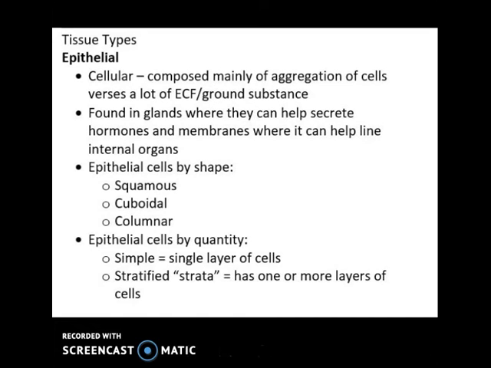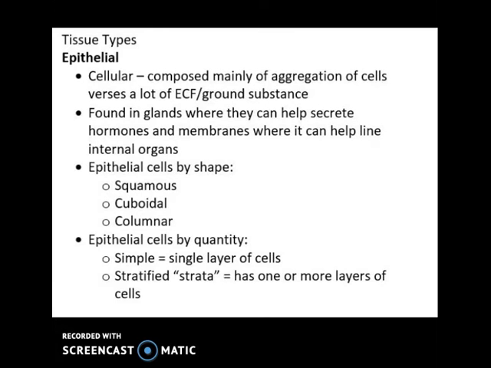So for epithelial tissue, it's cellular. It's densely packed with little ground substance or extracellular fluid. You find it, surprise, on your skin, your glands, internal and external membranes. It's just kind of that protective lining. To break down epithelial tissue even further, you can have different shapes and different types of layers.